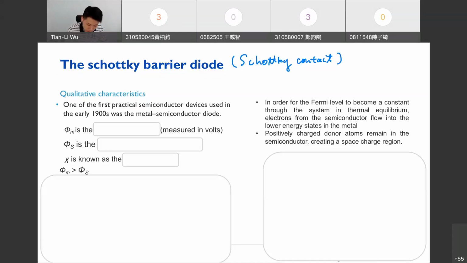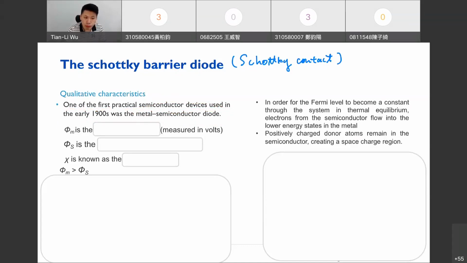So first of all, we need to define certain things before we consider the Schottky contact. So just for your information, the Schottky contact metal semiconductor diode is one of the first practical semiconductor devices used in the early 19th century, and it was a metal semiconductor diode. So that's one of the first devices we actually used.